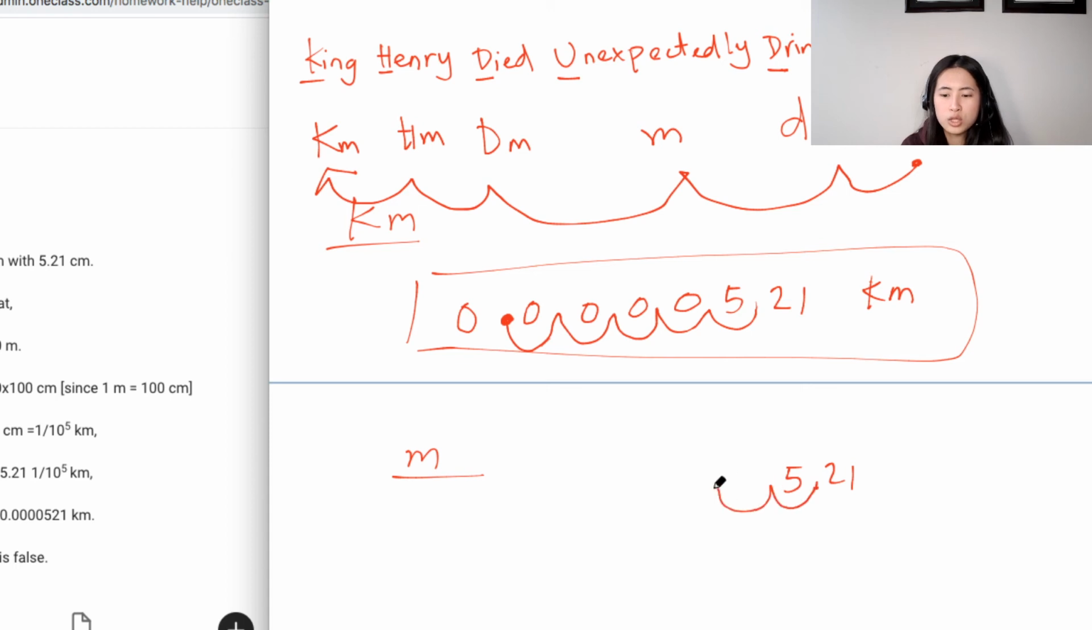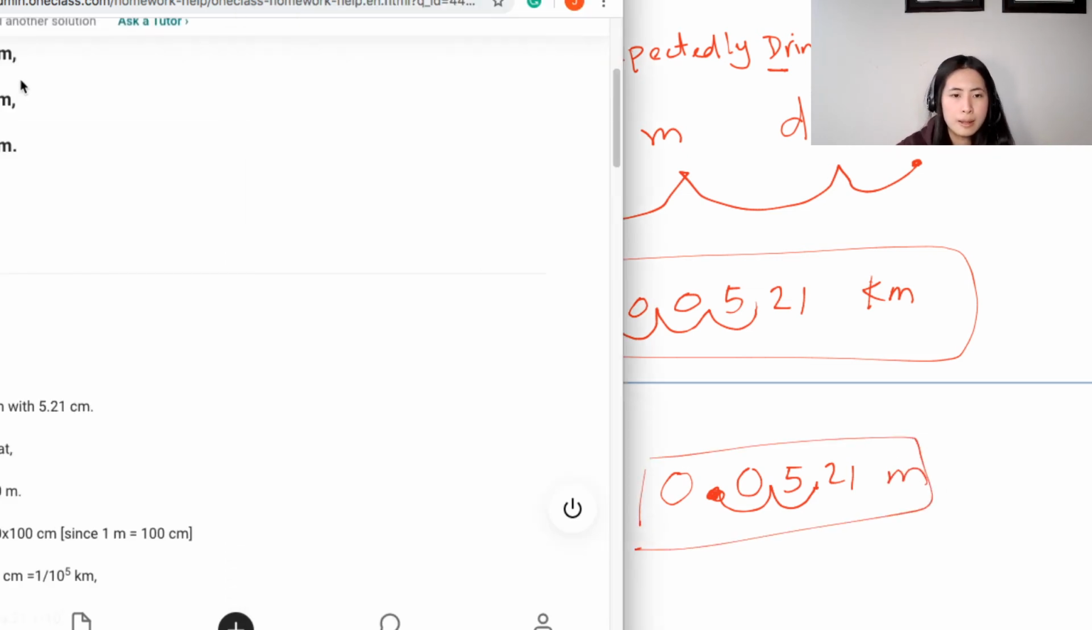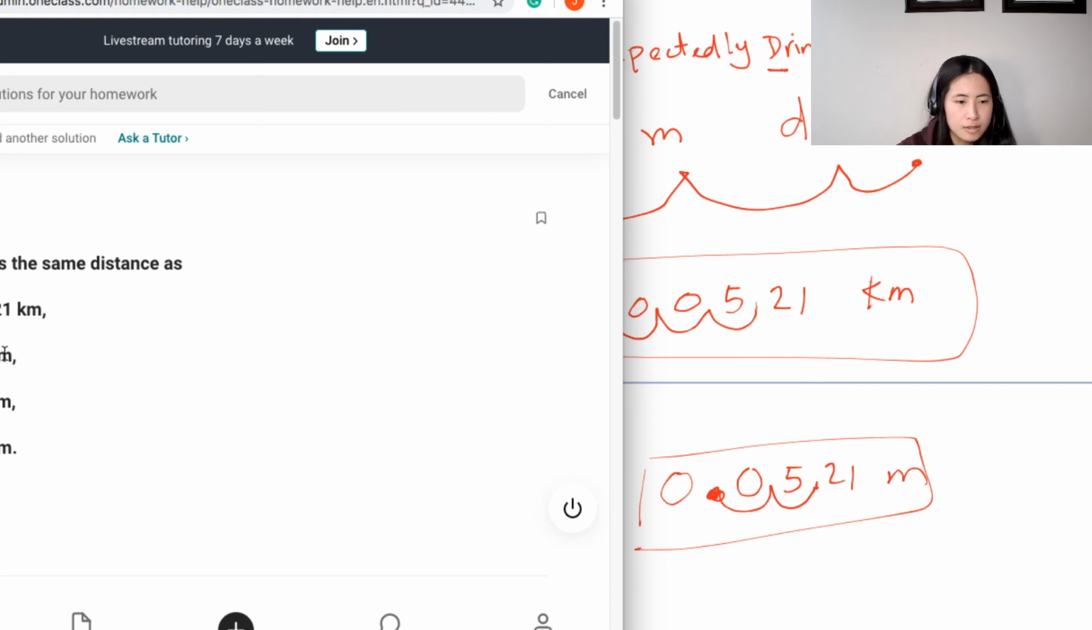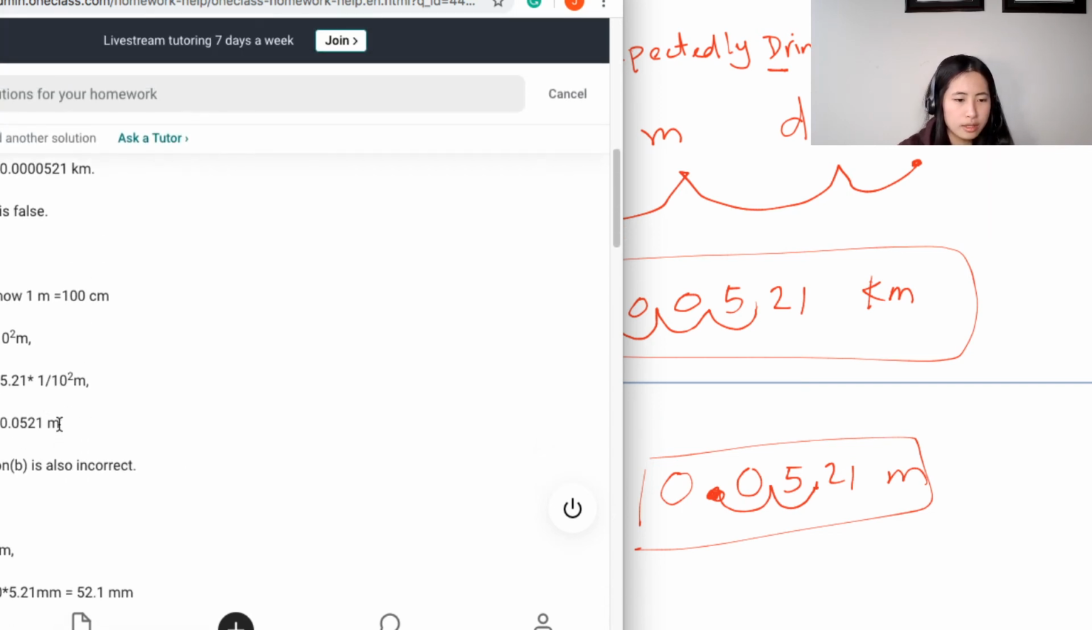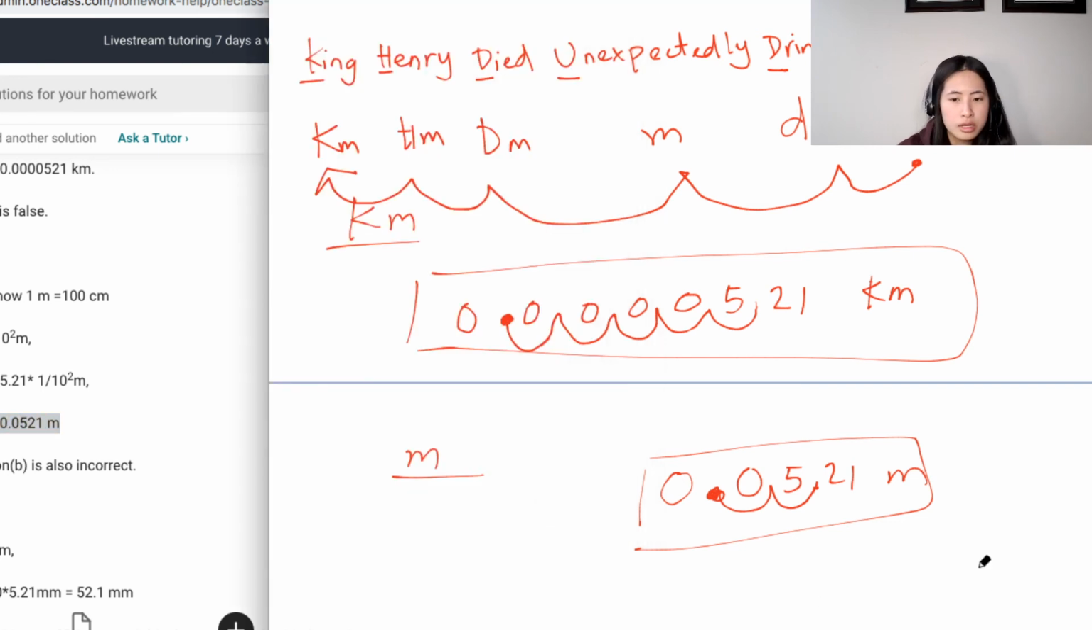So 1, 2, and then you mark this point. If you don't have any number, you need to add a zero, because otherwise it doesn't really change the fact that you're moving your decimal point. So that's why this must be 0.0521 meters. So for part B, it's still incorrect because the right answer is 0.0521 meters.